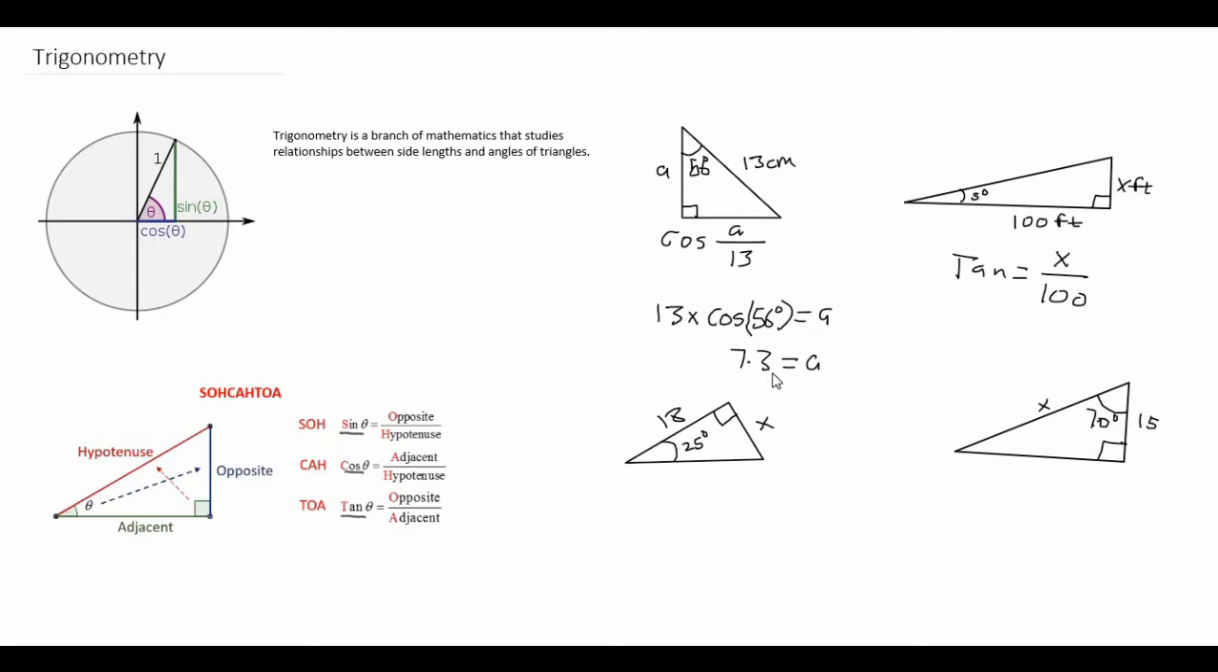So as you did here, you'd also need to rearrange this. So this would be 100 multiplied by tangent 5 degrees in order to find the value of x. So x will be equal to 8.7.